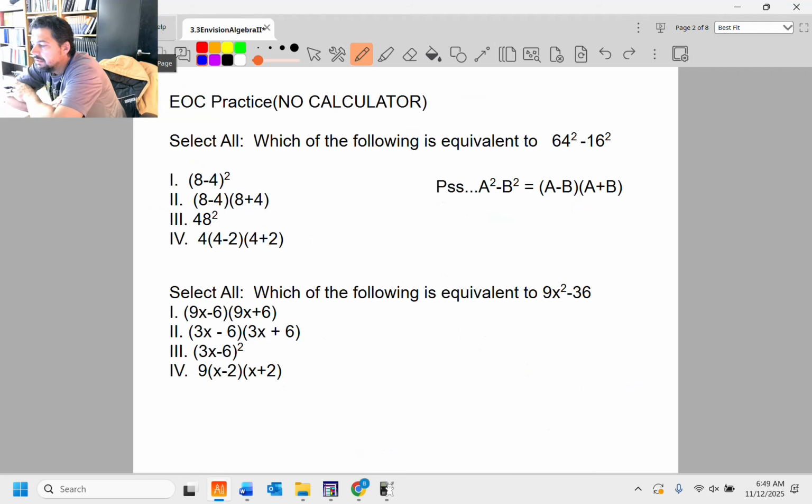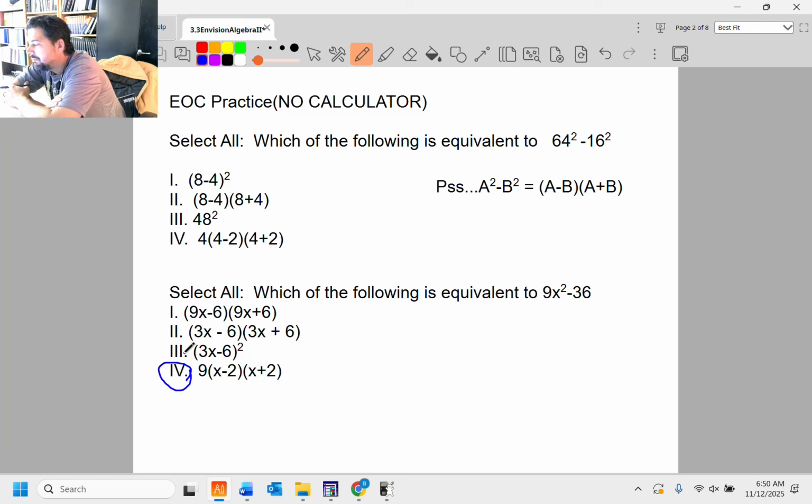Moving forward. EOC practice, no calculator. This is typical EOC stuff that's on the no calculator part of the EOC. You know, we just did this one. So that one's easy. All right, so it used to be, and it's probably not the case anymore, but it used to be that they would give kids something like 64 squared minus 16 squared, and they'd say, which of the following is equivalent? What is equivalent to this?